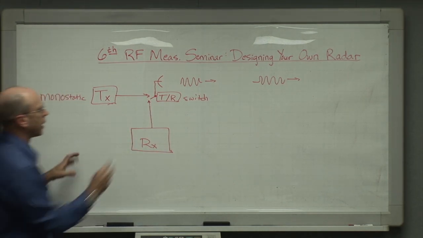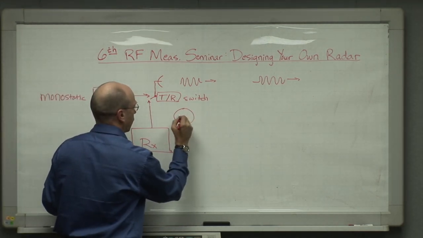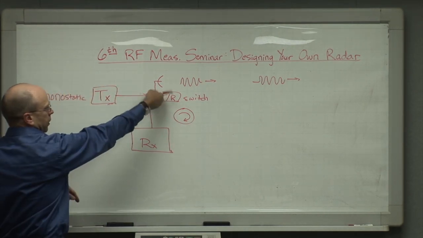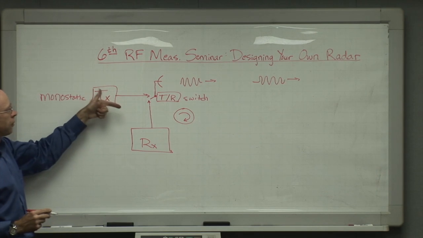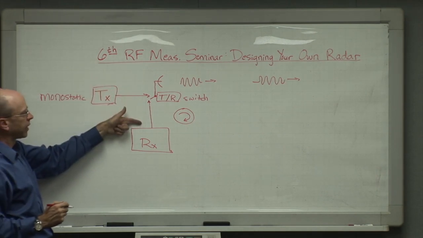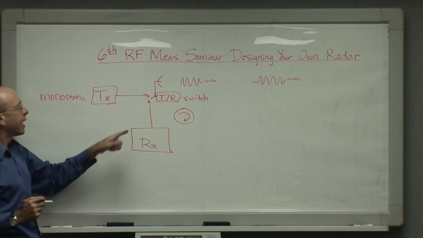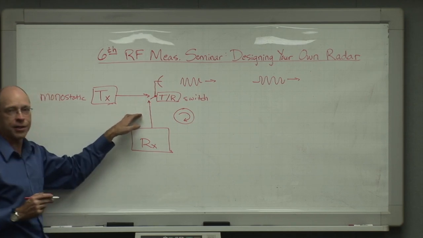But you have to either use a circulator, which is drawn like this, or a TR switch, which will be drawn like a switch going back and forth, to ultimately turn the radar into a high-power transmitter and then into a very, very sensitive listening device. And this is a sort of a paradox in radar design.